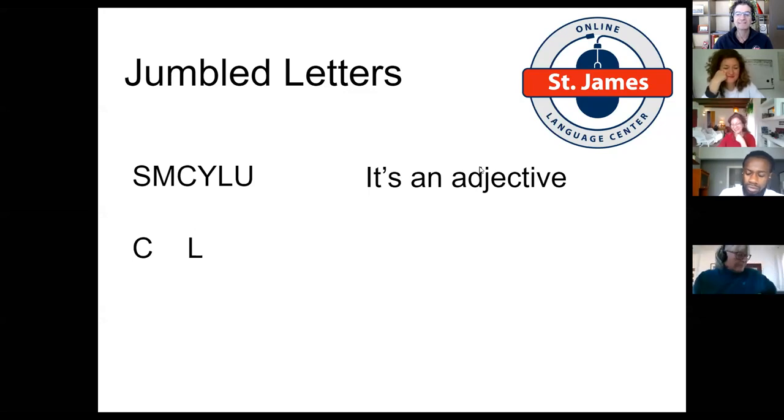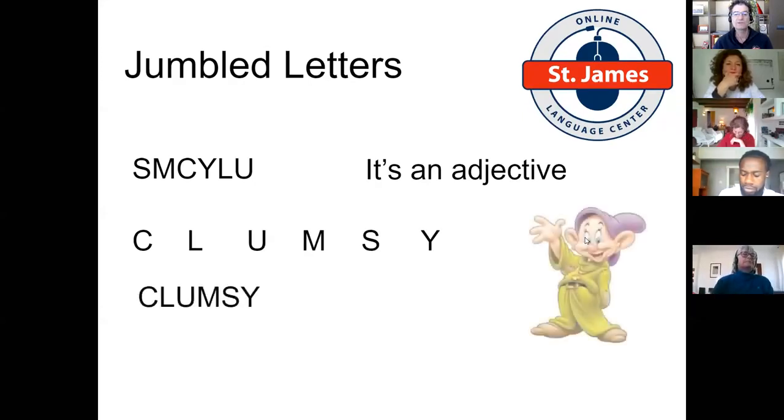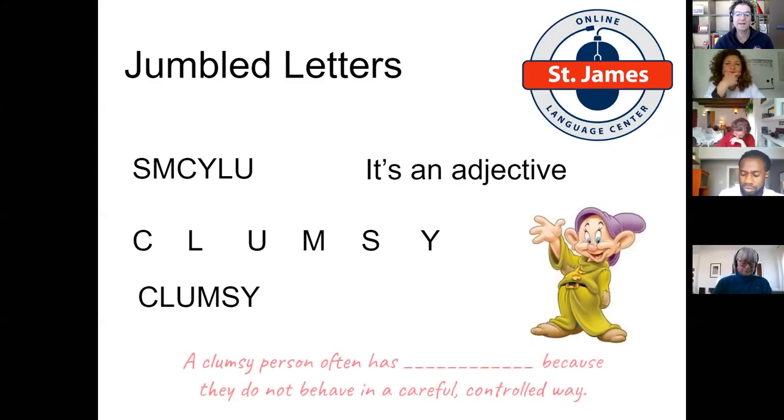So again, you would elicit more letters. What's the next letter? You would give them a little clue. And in this case, a definition. What's the missing word? I'll give you half a second to think about it. Okay. With the students, you can elicit, they can write in the chat, or they can just think.